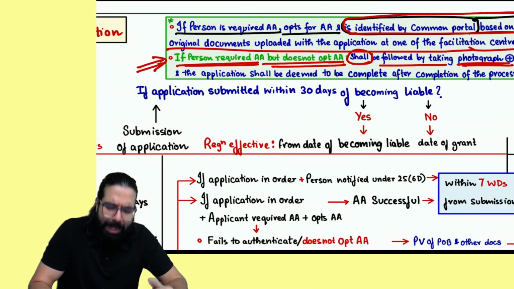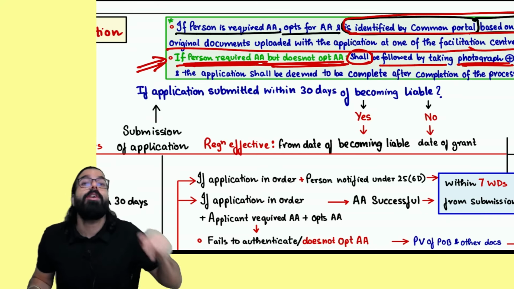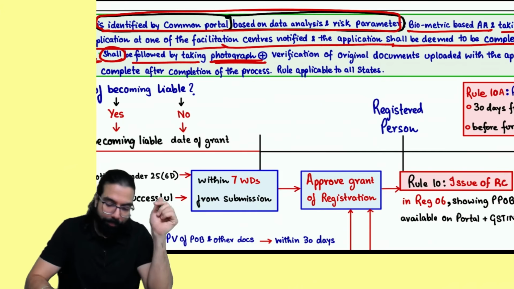You told I don't have Aadhaar, I will not do. You are required, but you did not do Aadhaar authentication. Might be you don't have Aadhaar. You are required, no? Why didn't you do? If you don't do, your application will be submitted only when?